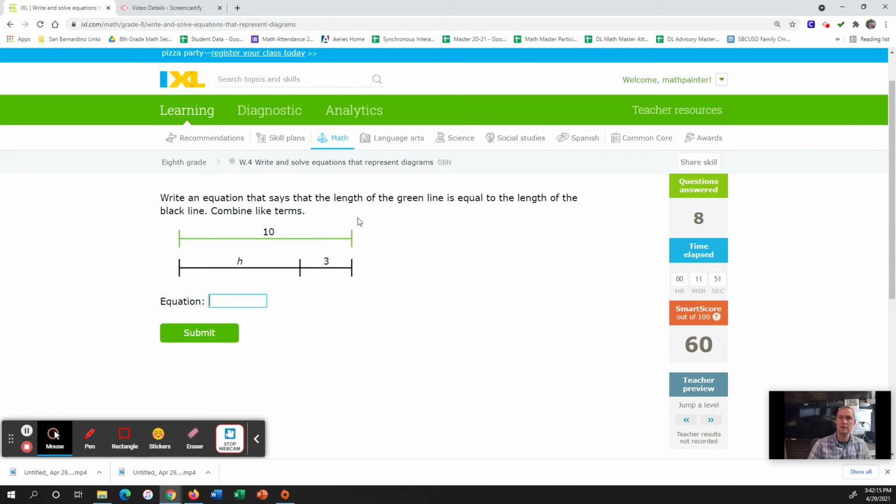Write an equation that says the length of the green line is equal to the length of the black line. Nice. Still the same thing. 10 equals h plus 3.